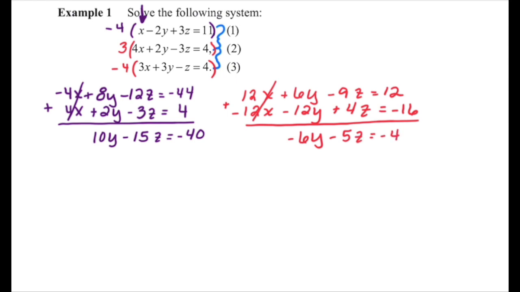Now I have 2 equations in 2 variables, and we can utilize the techniques that we did in lesson 6.1 to eliminate yet another variable. So I'm going to bring both of these equations down on top of each other so we can get a better look at what we might want to tackle.